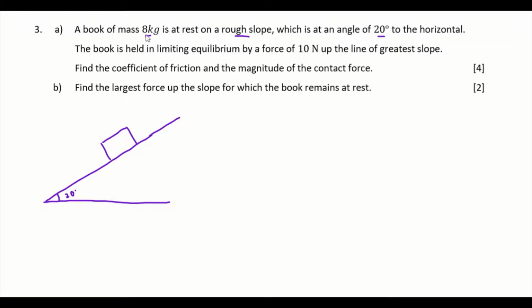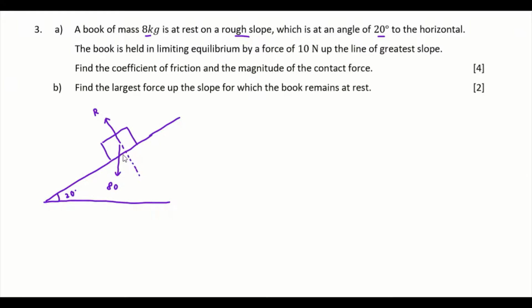Okay, so the mass is 8 kg, which means the weight acting vertically downwards is 80 Newton. Because the surface is touching the book, there will be a normal reaction force acting upwards, perpendicular to the plane. So this is R. When you extend this, I hope you can still recall this.